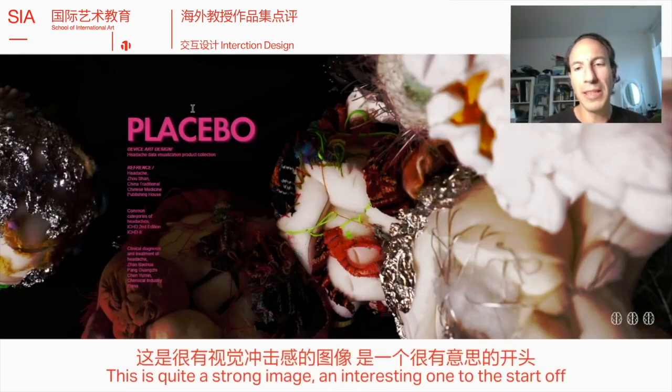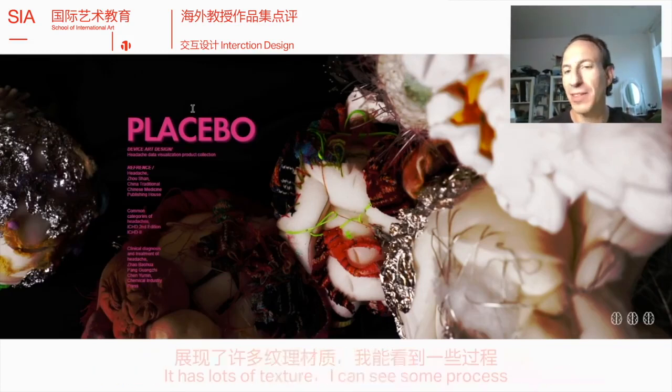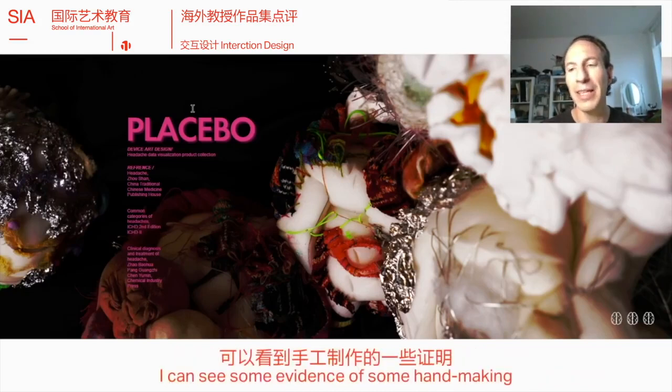Okay, this is quite a strong image, and an interesting one to start off. So I'm really interested in what's going to happen in this part of the portfolio. It's a very bold image. There's lots of texture. I can see some process. I can see some evidence of some hands-on making. So this is interesting.